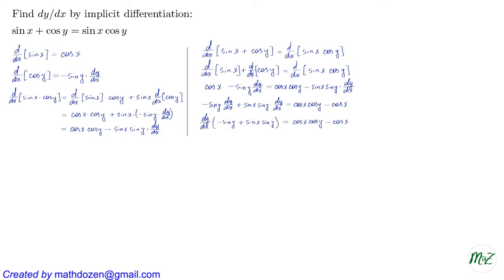Then we can factor out dy over dx. So looking at negative sin y plus sin x sin y multiplied by dy dx. All of that equals cosine x cosine y minus cosine x. And if we divide both sides by what we have next to dy over dx, we're going to get dy over dx by itself. So this is dy over dx equals cosine x cosine y minus cosine x, all of that divided by negative sin y plus sin x sin y.